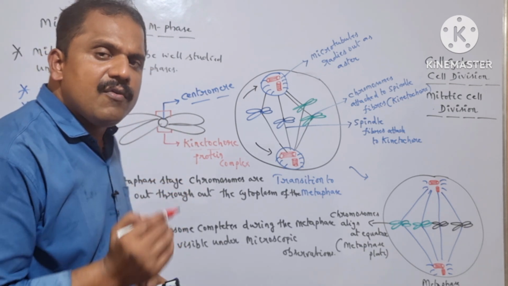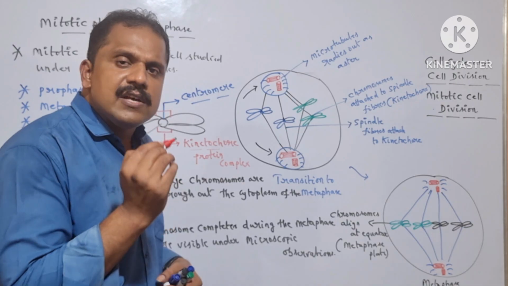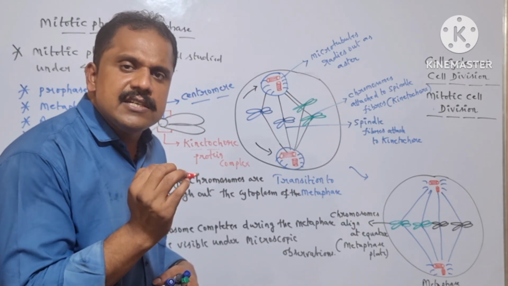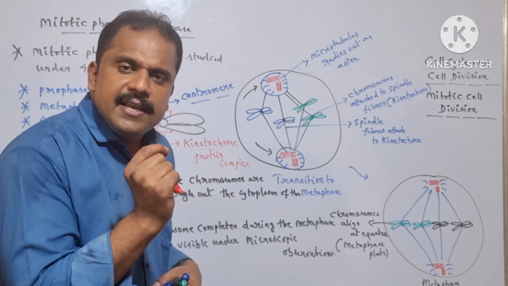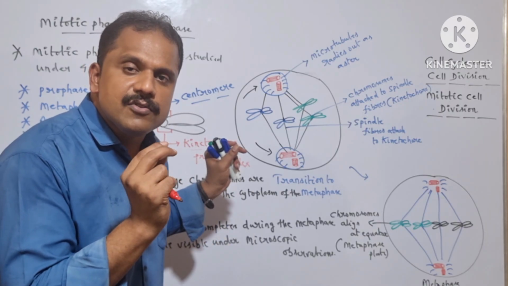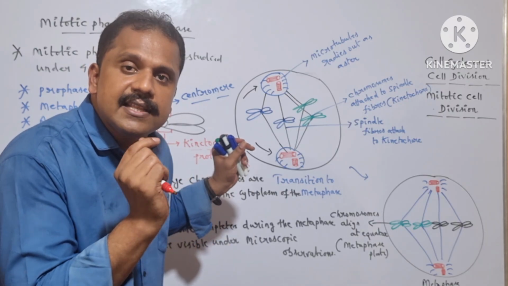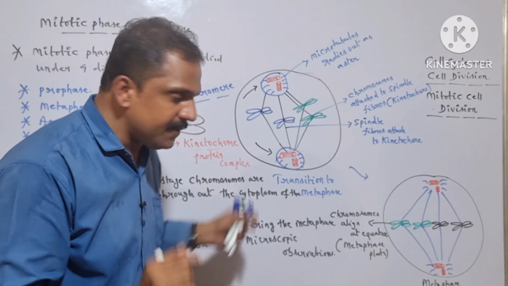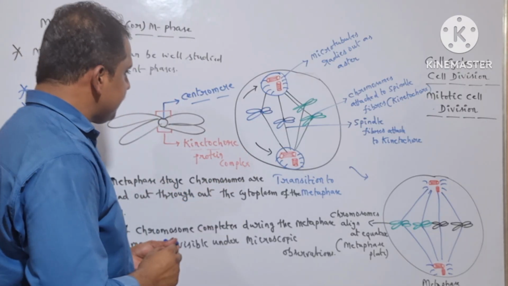Now, once the chromosomes are capable of remaining in association with the spindle fibers by taking advantage of the kinetochore protein complex, the chromosomes are successfully aligned at the equatorial region. Is it clear?